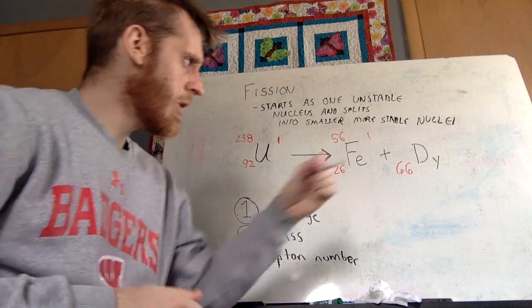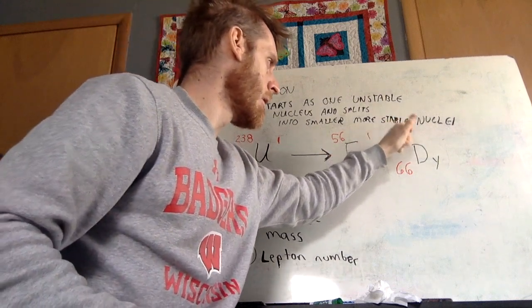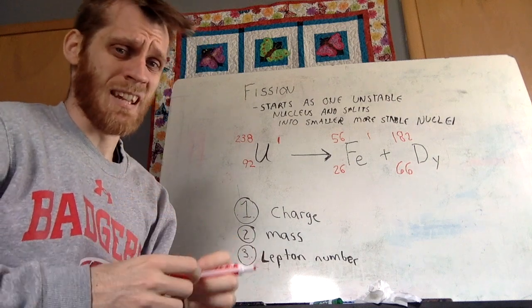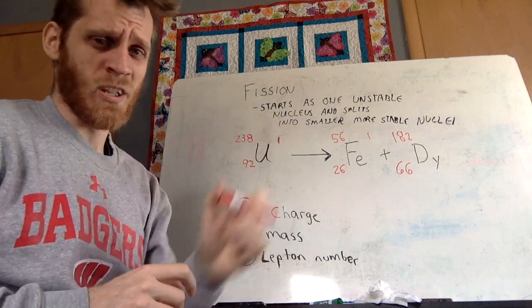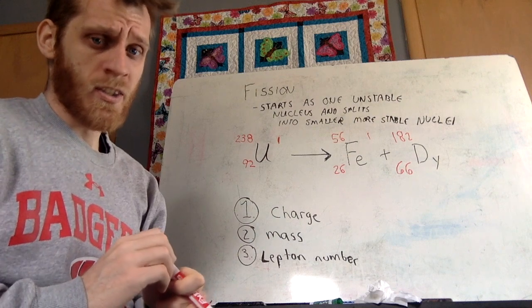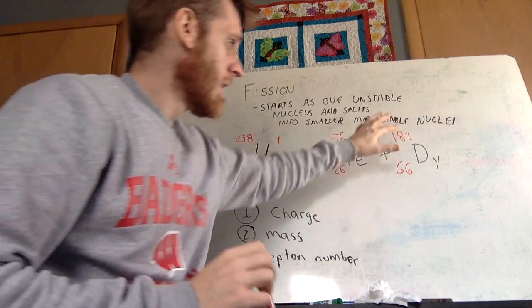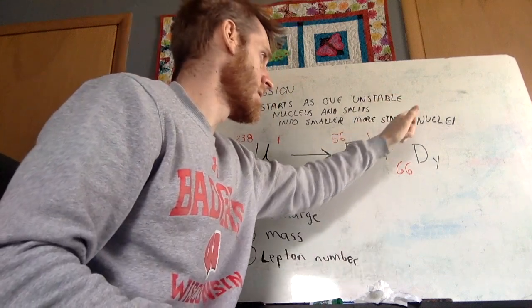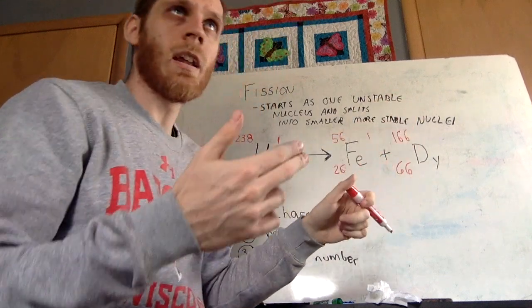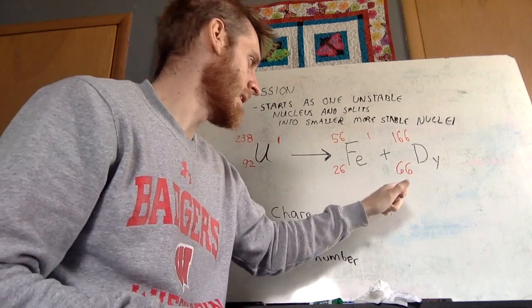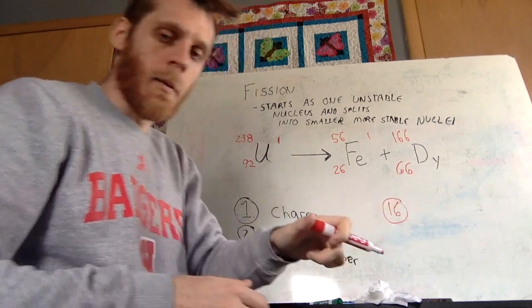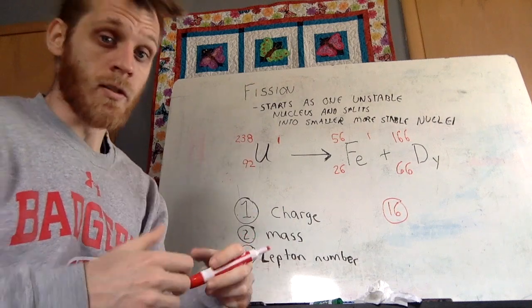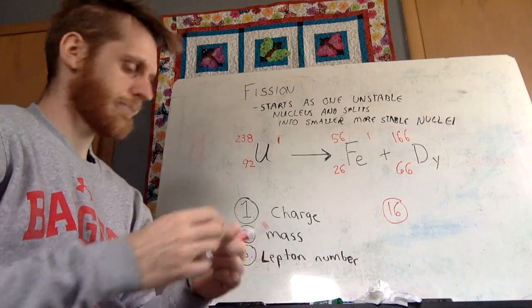Now, you could put 182 here. That would work. But dysprosium, if you look at the periodic table, has an average mass of 166. That means that this dysprosium is not going to be very stable at all. So I'm actually going to put in its average mass of 166. And I'll just make a note. What's 182 minus 166? That's 16. So I'm going to put a note there. We're still down 16, okay? Now you could put 182 there if you want to. It's just not going to be a very stable reaction.